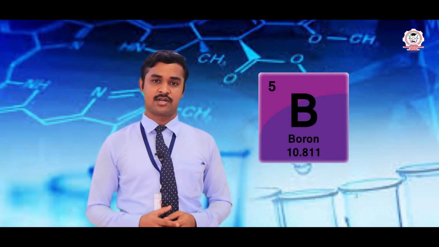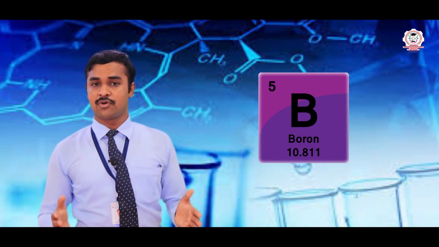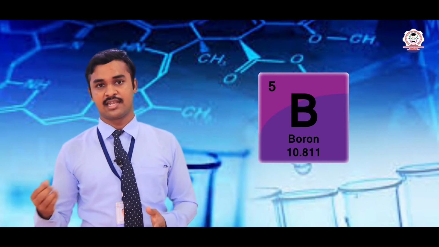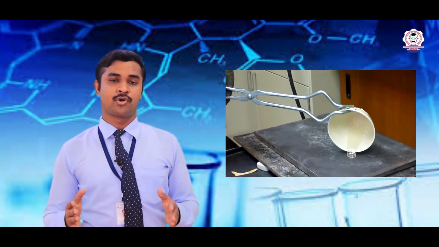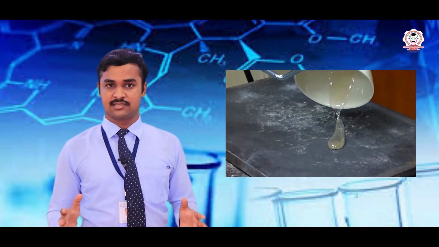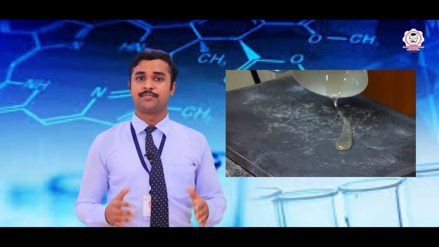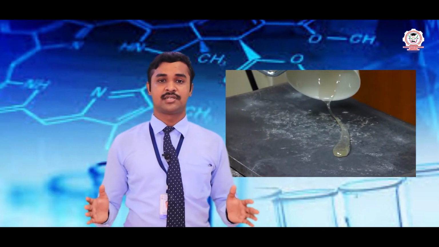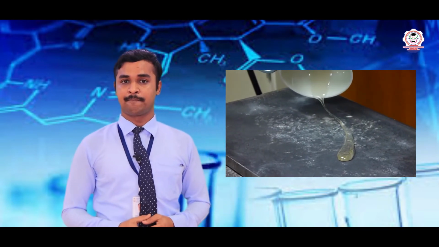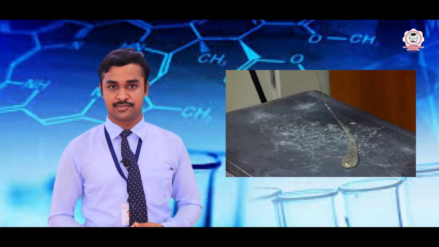Considering boron, boron may be present in other forms such as boric acid and borax. Let us consider borax. Borax is a material used to make glass. So, it is a glass material. It may be used in making laboratory materials. Due to its glass making property, we can make different borax glasses in different colors also.